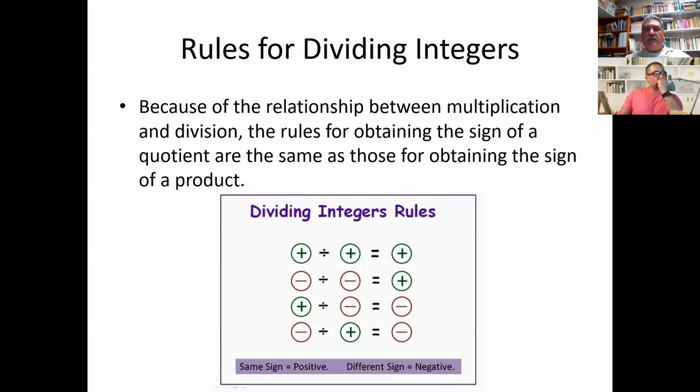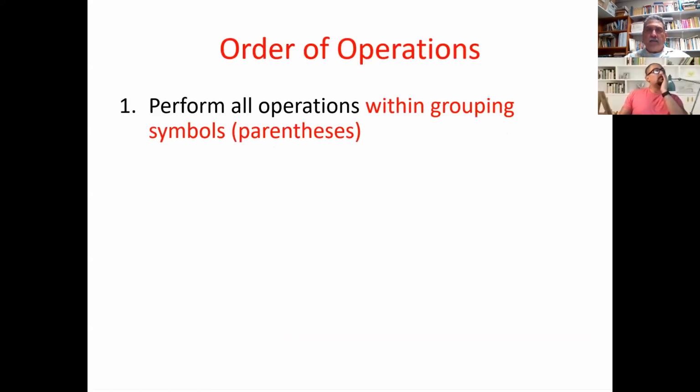The divisions of integers, the same thing. When you divide with the same sign, you get positive. Negative divided by negative is always positive. But if you have mixed signs, plus and negative, then you get negative. Okay? Same sign positive, different signs negative.